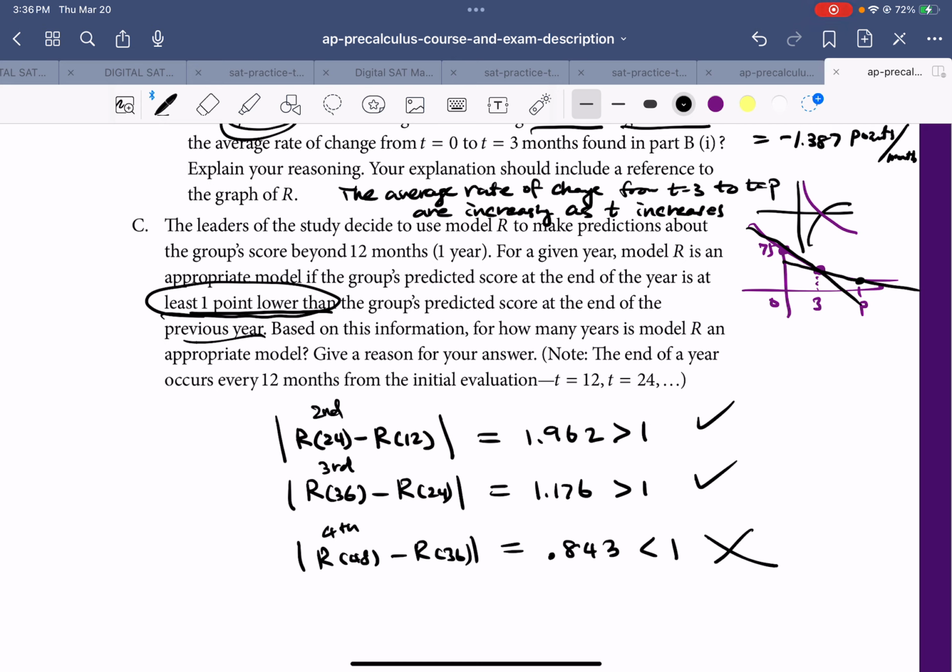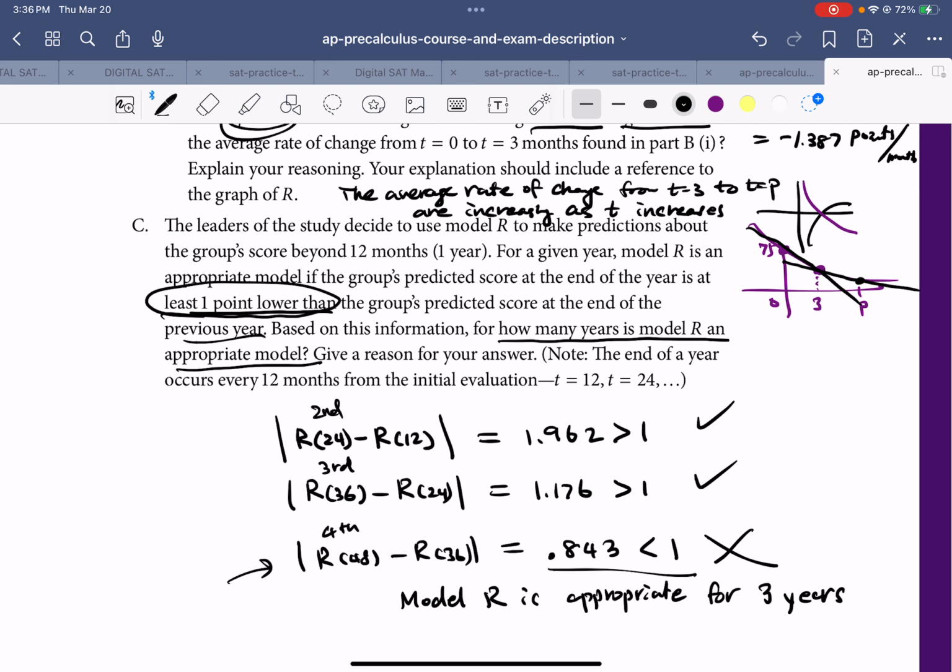So the question is, for how many years is the model R appropriate? You have to say the model R is appropriate for 3 years, because for the fourth year, as you see here, the difference is less than 1, which is not valid. So model R is appropriate for 3 years.